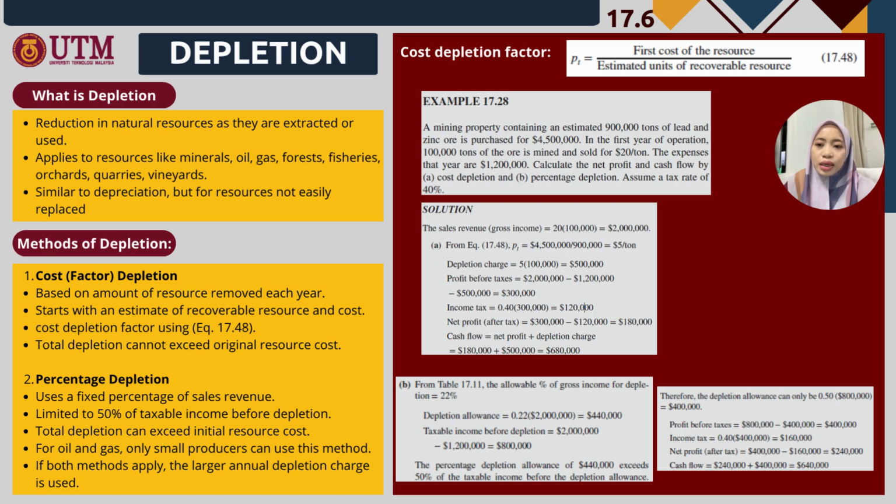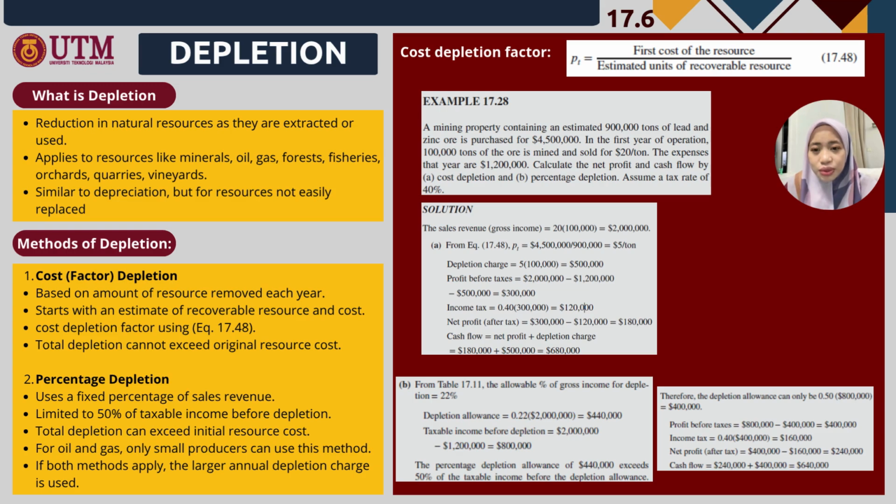First, we calculate the cost per ton, where $4,500,000 divided by 900,000 tons gives $5 per ton. And then we find the depletion charge, profit before tax, and then we get the answer of $680,000.